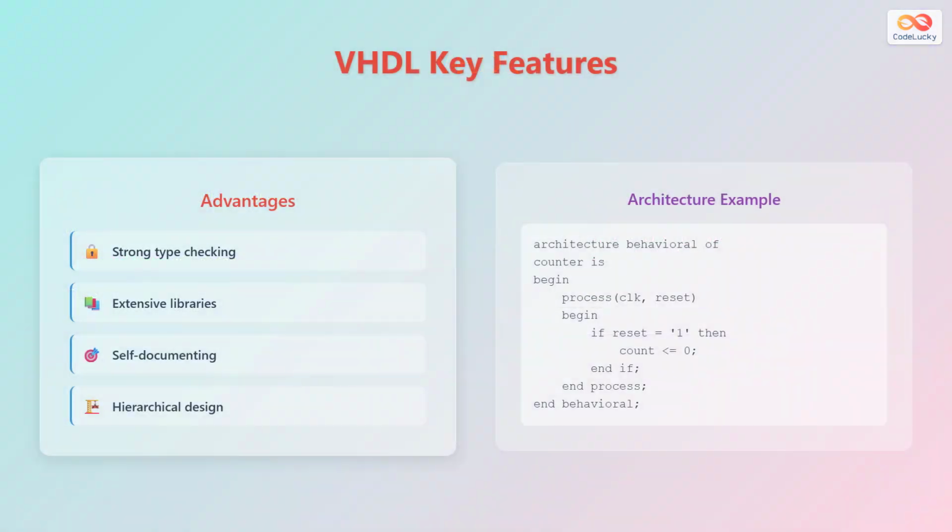Let's examine some of the advantages of VHDL. VHDL offers strong type checking, extensive libraries, self-documentation capabilities, and support for hierarchical design. Here is an example of the architecture of a counter. We start with architecture behavioral of counter is begin process (clock, reset). Next, if reset equals 1, then count becomes 0. End if, and then end the process in the behavioral.